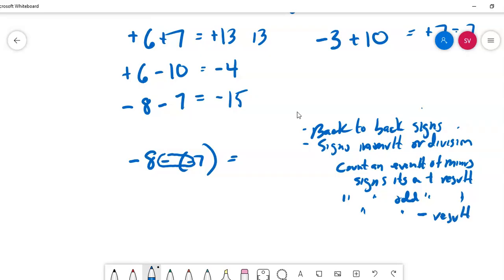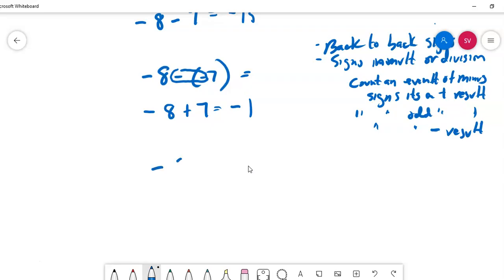So here at back-to-back signs, I count 1 minus sign, 2 minus signs. 2 is even, so this will switch to 8 plus 7. Then if I owe 8 and I have 7, I'll still owe 1. And that's how you do that.